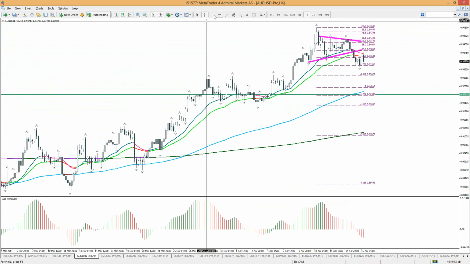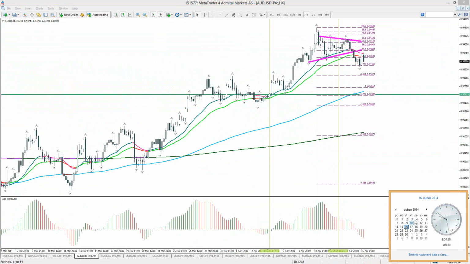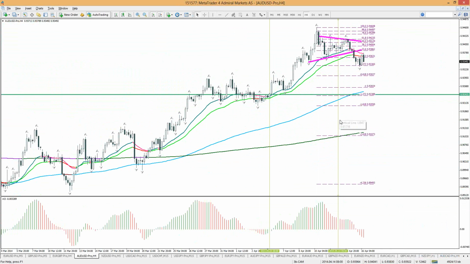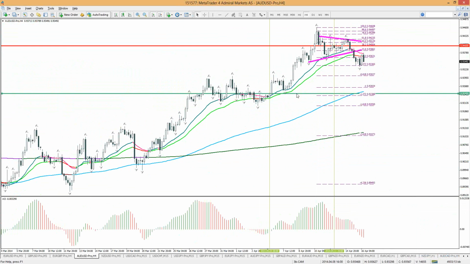Okay, so let me put a line here where I entered and a line where I exited. So I had 4th of April, the opening, which was a Friday, held it over that weekend, but closed it before the next weekend. Right here. Closed it here, the red line, opened at the green. So that's about 150 pips.